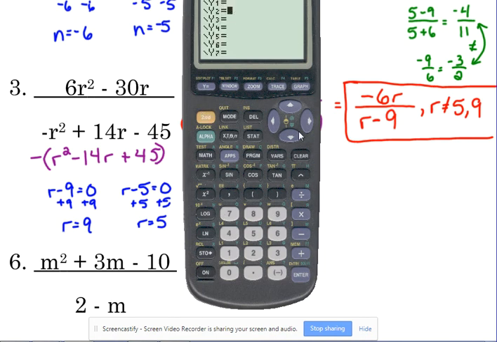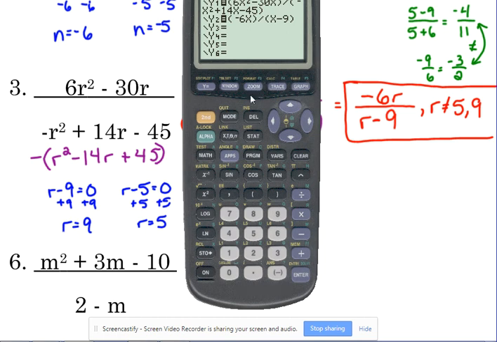how to check this. Okay, clear everything out. 6x squared minus 30x. Make sure there's parentheses around that expression. Divided by, parentheses in the denominator, negative x squared plus 14x minus 45. You use the very original expression. Okay, don't use anything that you've done anything to for what you plug in y1. Then in y2, we've got parentheses, negative 6x, parentheses, divided by, parentheses, x minus 9.